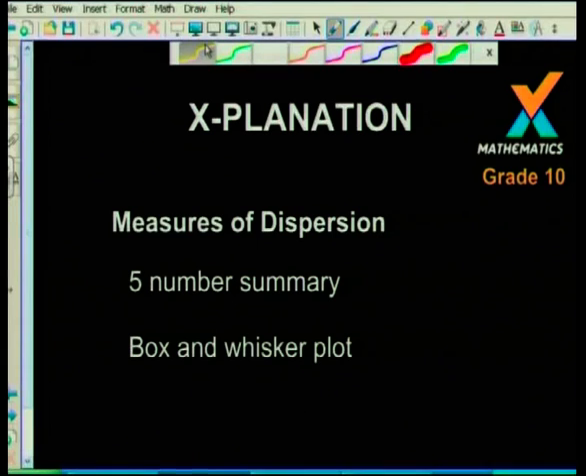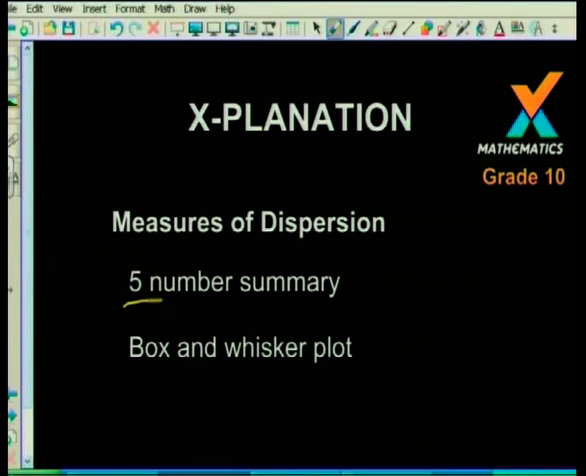I'm now going to talk to you guys about something called the 5-number summary and a box and whisker diagram. Now, a box and whisker diagram, or a box and whisker plot, is one way in which I can graphically display my measures of dispersion. In order for me to draw a box and whisker plot, I need to know the 5-number summary.